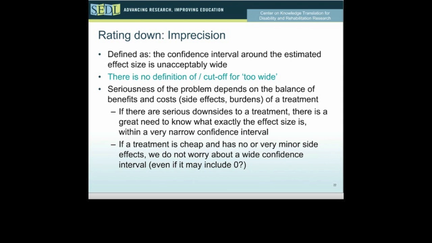Rating down for imprecision has to do with the width of the confidence interval around the estimated effect size. And in typical GRADE mode, they don't tell you what is too wide a confidence interval. They just give you guidance as to how to look at it. And essentially say, well, it depends on what your outcome measure is.